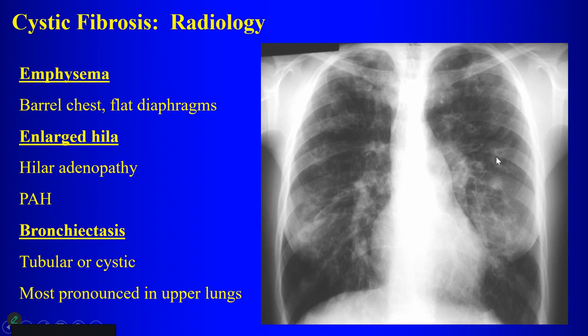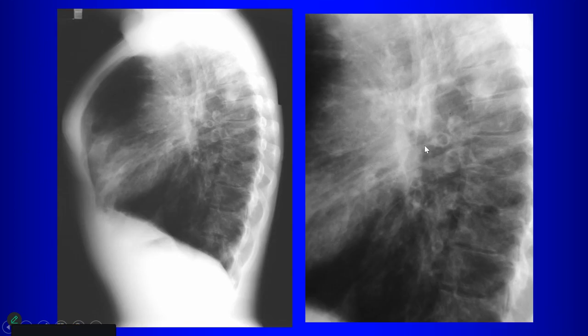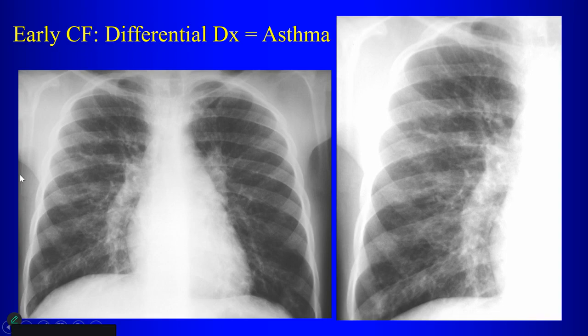So if you have a young patient with increased lung volumes and dirty lungs, mid to upper lung distribution of disease, especially if there's bronchiectasis, and sometimes you can see that better on the lateral view. On the lateral view, you can see these areas of bronchiectasis, and you can see the increased lung volumes here from the air trapping. So here we think about cystic fibrosis.